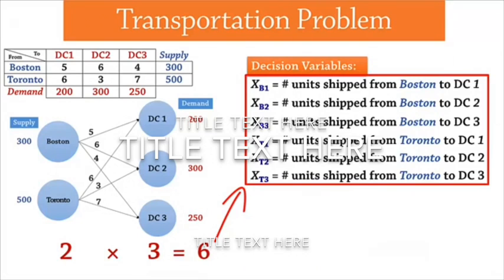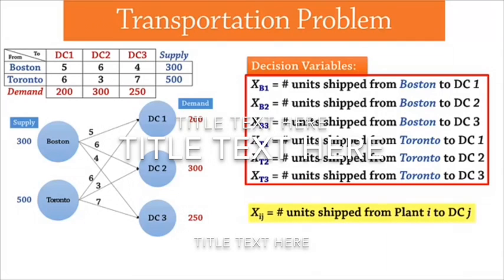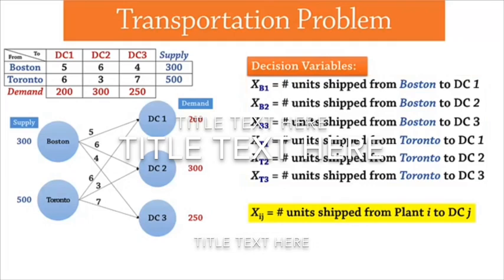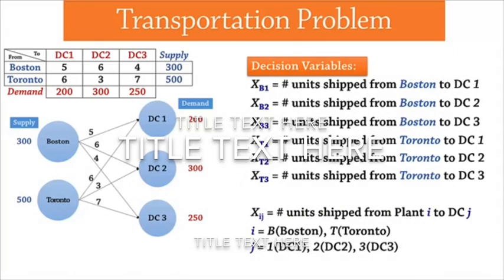Now, suppose I don't like listing every single variable, or maybe I just happen to have too many variables. Then I can use the short form as follows. Let Xij equal the number of units shipped from plant i to DCj, where i equals B for Boston and T for Toronto, and j equals 1, 2, 3 for DC1, DC2, and DC3 respectively.